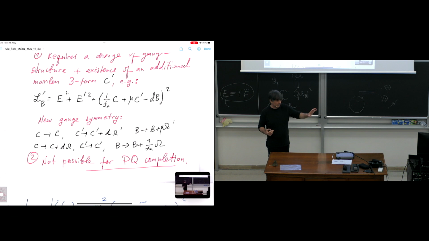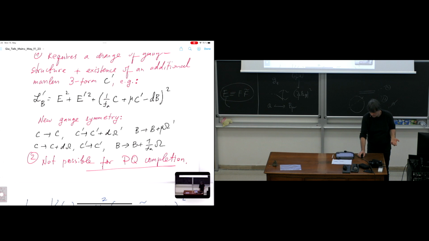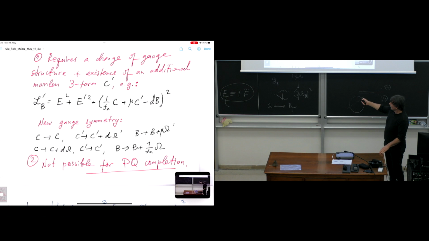Anyway, let me finish this and then let's go to the discussion, because this is very important. So here the point is that you have to postulate an additional three-form, miraculously coming from somewhere, you don't know where, and then postulate that the same axion also shifts under this additional three-form gauge redundancy. So you have to completely change the gauge redundancy and gauge structure of the theory. Okay?